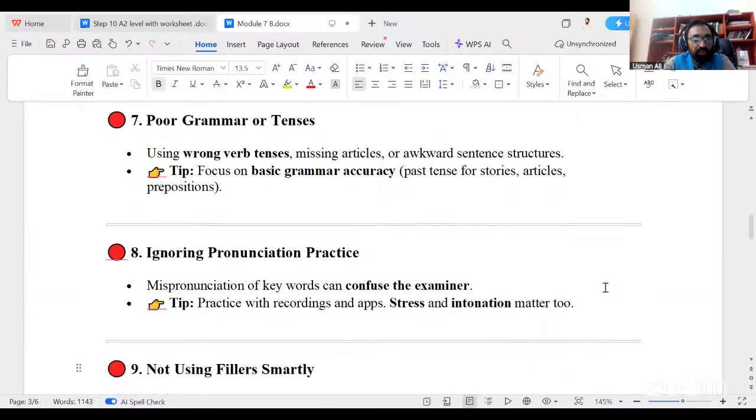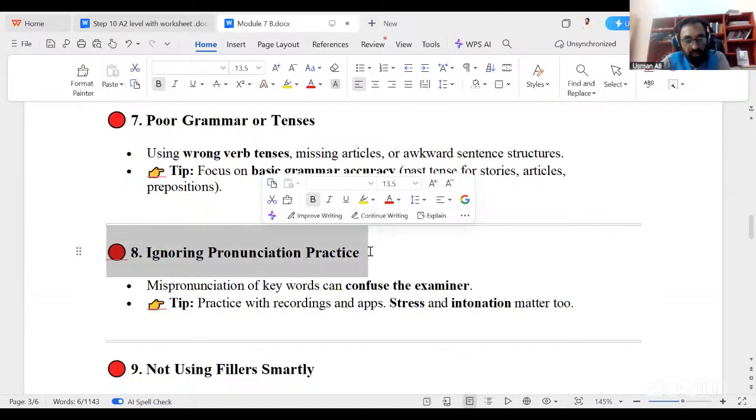Now number eight, ignoring pronunciation practice. Mispronunciation of keywords can confuse the examiner. This is the eighth reason why people are not able to get 7+ band scores. They ignore pronunciation practice all the time. And what is pronunciation? Your words must be clear and up to the mark. If the examiner is understanding all your words, it means your pronunciation is standardized, up to the mark.